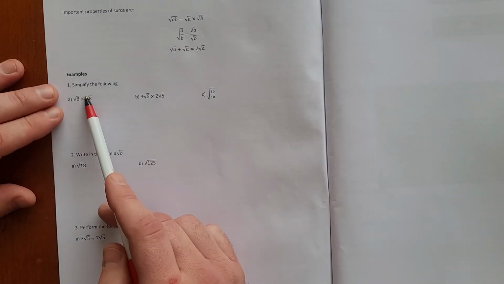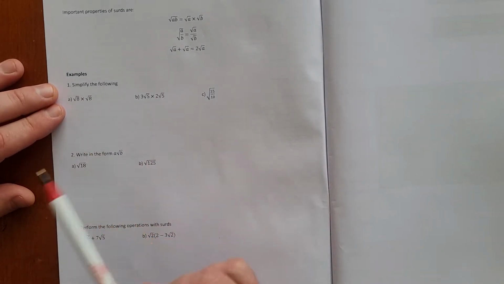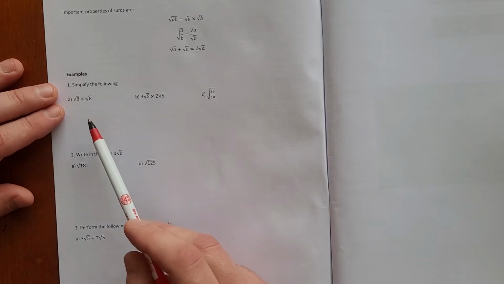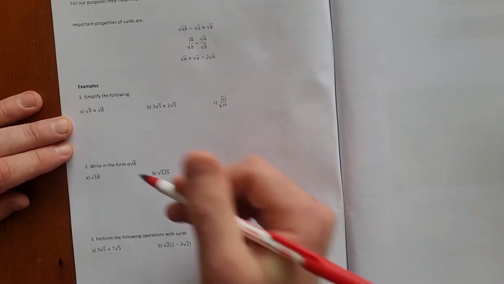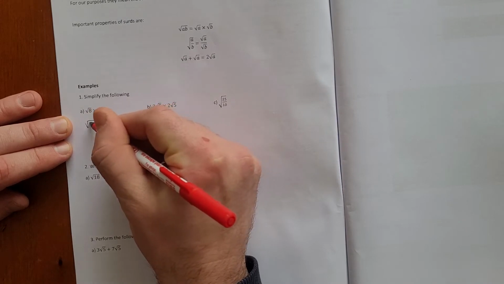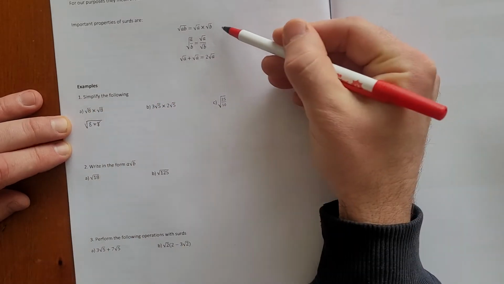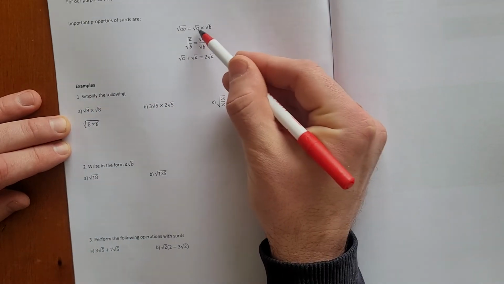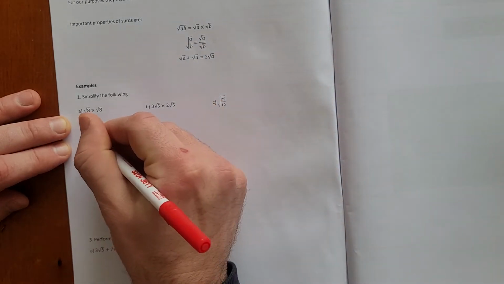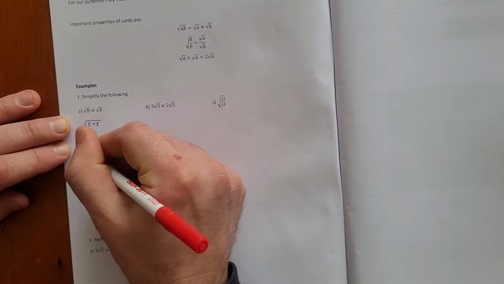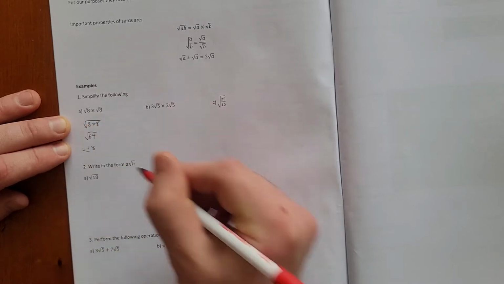Simplify the following. Root 8 times root 8. There's a couple of processes we could follow here, but we're going to recognize that it's the square root of 8 times 8. So we're going to use our first property. We've got root 8 times root 8. We can express that as the square root of 8 times 8, which is the square root of 64. And the square root of 64 is plus or minus 8.